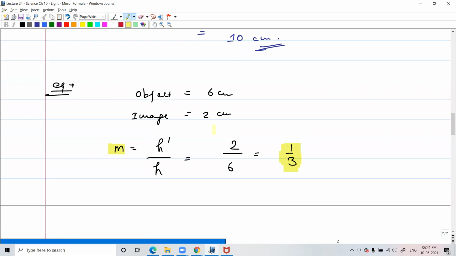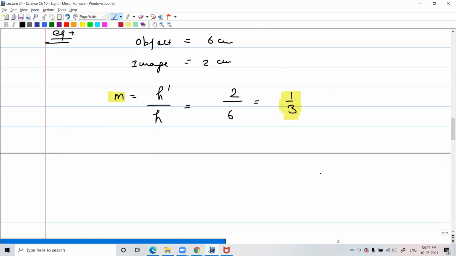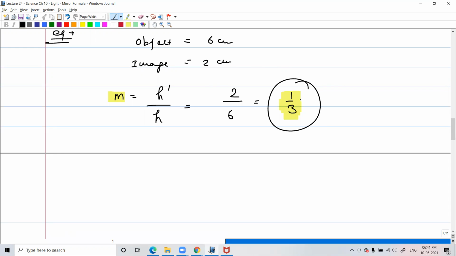Sir, can we write it in the decimal form or only in fraction? No need to convert to decimal. Even in your exams, whenever you get some magnification as a fraction, leave it as a fraction itself. No need to convert. Okay, because when you write it in terms of fraction, it makes more sense. Like I told you, when magnification was 2, it means that the image is 2 times of the object. When it is 1 by 3, it will mean the same thing.